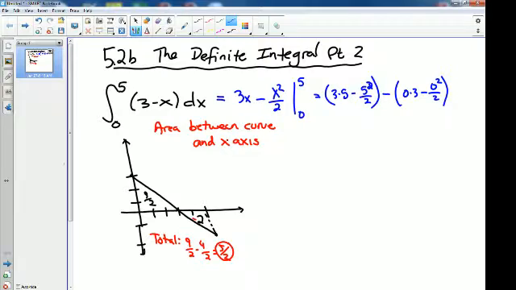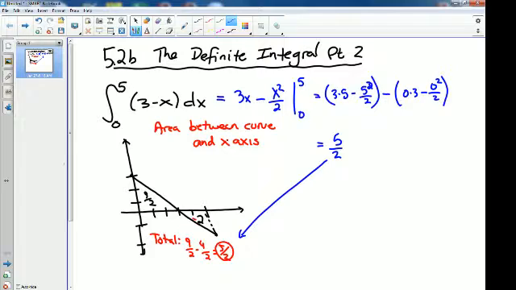So that's 0. What do we get? 15 minus... Oh, look at that. Isn't that something? They match. The calculus automatically does the signed area for you. Be careful there. Good.